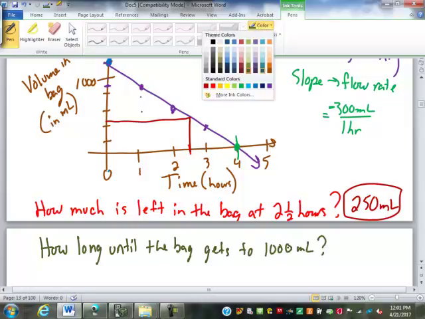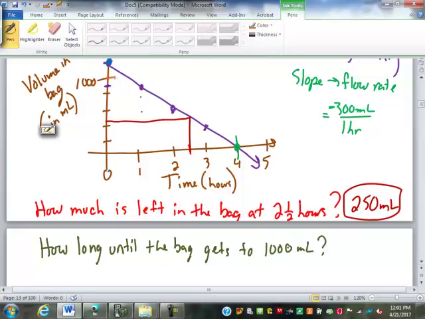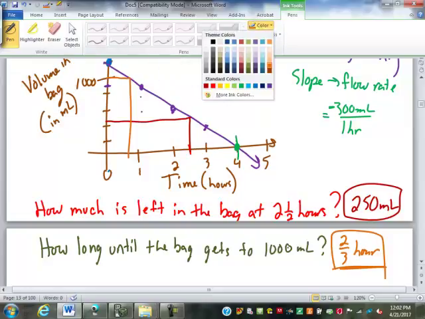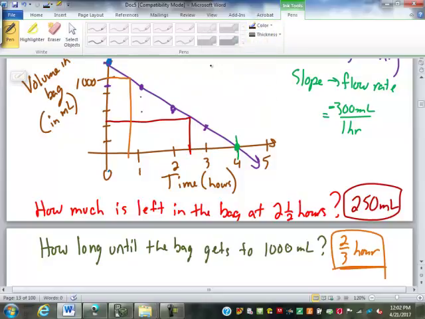Well, 1,000 milliliters is right here. We follow that over and down. That happens before the 1 hour mark. Actually, it happens at 2/3 of an hour. Again, looking at the graph, it's hard to tell, is that 2/3, is it 3/4, or whatever. Getting that exact number would be tough off the graph, so it might be simpler to use the equation.